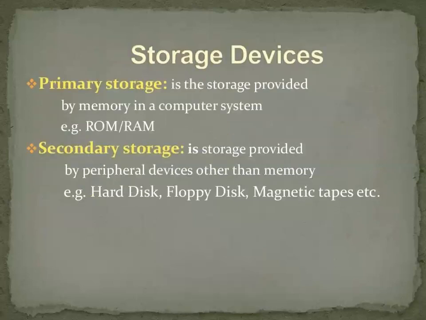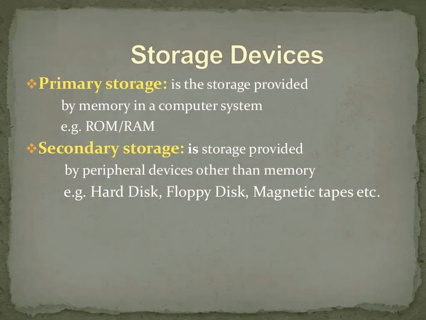So coming to the storage devices, what are storage devices? We think that storage devices are only the hard disk and all those, but there are two types of storage devices, which are primary storage and secondary storage. The primary storage is the storage provided by memory in a computer, which we have discussed earlier. They are RAM and ROM. RAM is random access memory, ROM is read only memory. So this is all about primary storage.